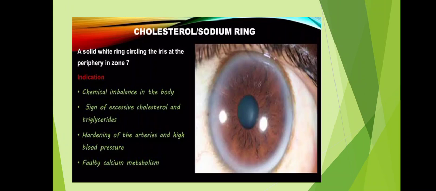Next is the cholesterol ring, which is also called a sodium ring. It looks like a solid white ring circling the iris at the periphery in the seventh zone. It is indicated in cases of any chemical imbalances in the body, excessive cholesterol and triglyceride levels, and hardening of arteries, and it is seen in cases of high blood pressure and decreased calcium metabolism.